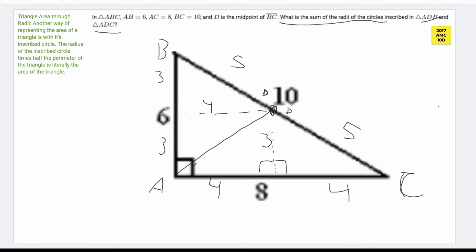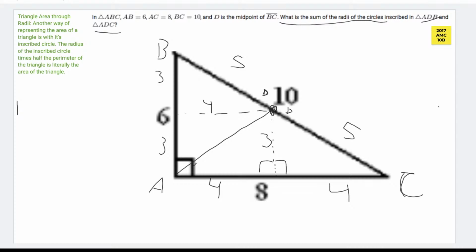Now we can use the inscribed circle's radius times the semi-perimeter to find the area of the triangle. We know that the area of ABD is just 1/2 times 6 times 4, which is literally just 12.